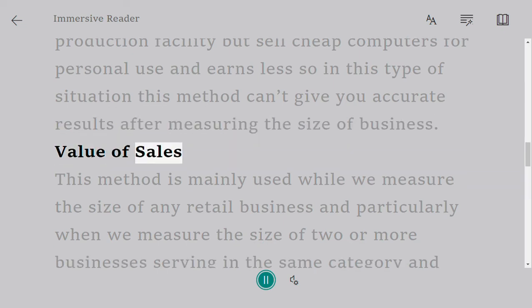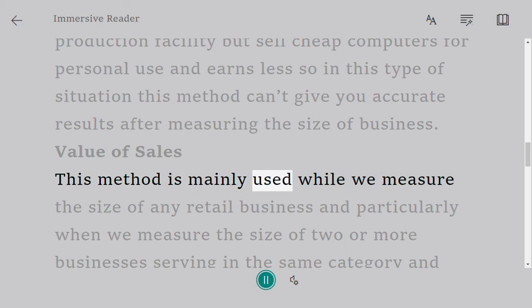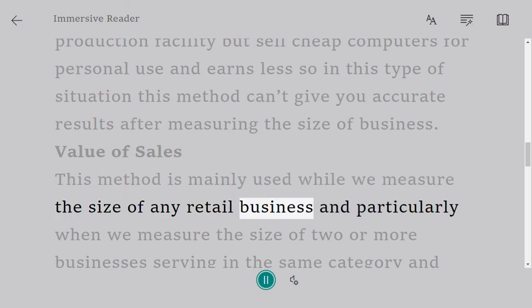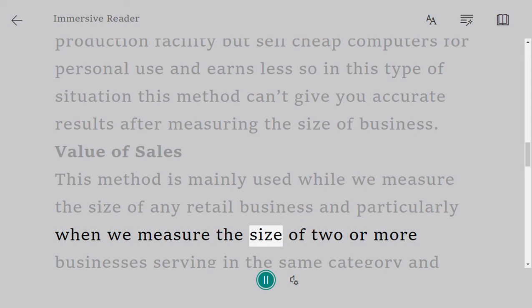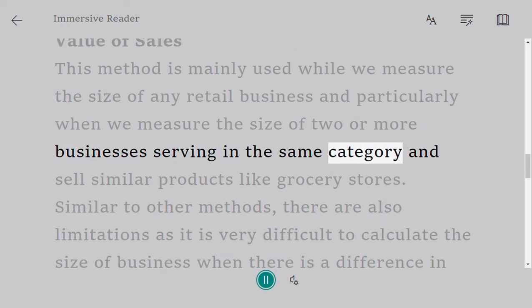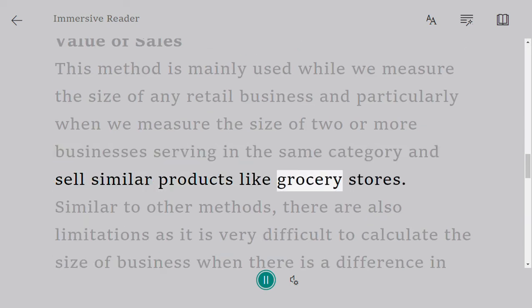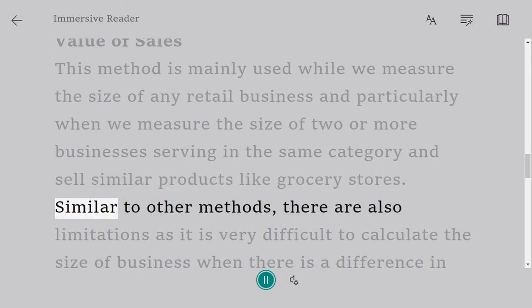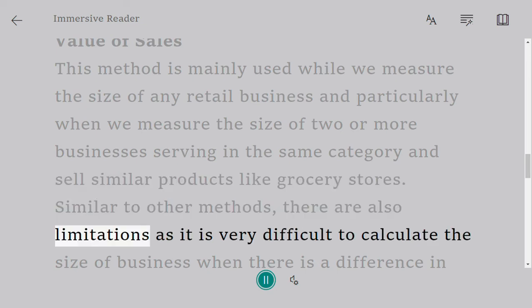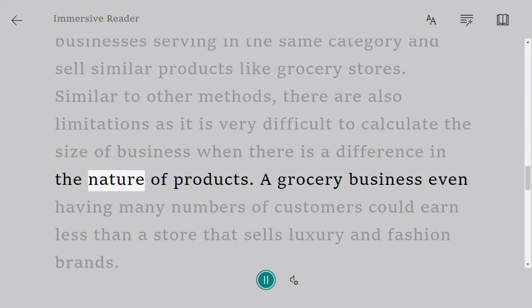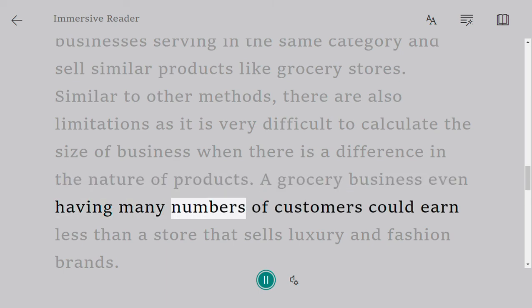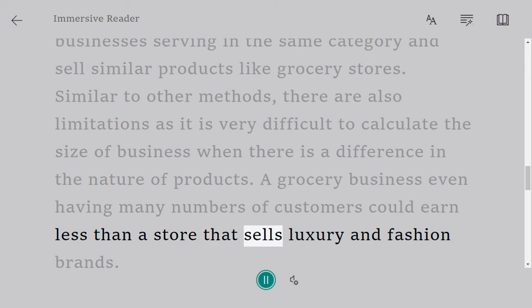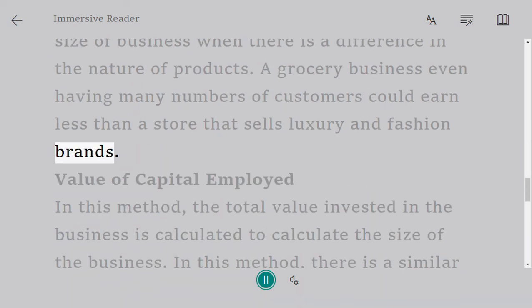Value of sales. This method is mainly used while we measure the size of any retail business, and particularly when we measure the size of two or more businesses serving in the same category and selling similar products, like grocery stores. Similar to other methods, there are also limitations, as it is very difficult to calculate the size of a business when there is a difference in the nature of products. A grocery business, even having a large number of customers, could earn less than a store that sells luxury and fashion brands.